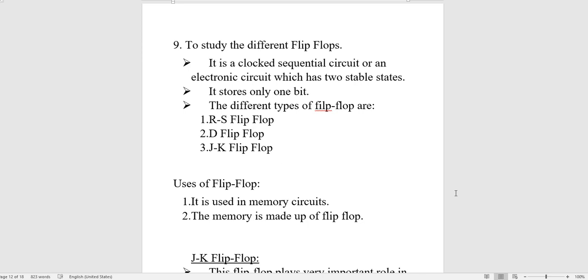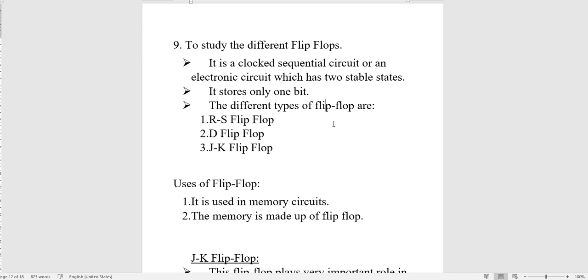A flip-flop is a sequential electronic circuit which consists of two stable states. There are two stable states for every flip-flop. There are different types of flip-flops which consist of two inputs and two outputs. There are three different types of flip-flop: the first is the RS flip-flop, the second is the JK flip-flop and the third is the D flip-flop.